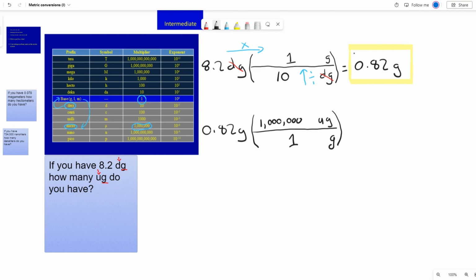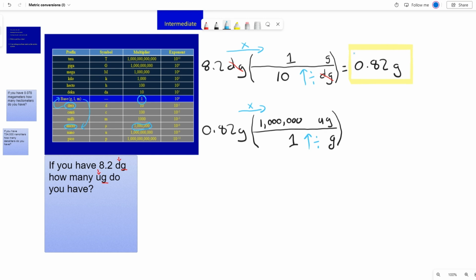So if we want to convert from 0.82 grams to micrograms, we first need to multiply across. So we'll take 0.82 multiplied by a million, and then we'll divide our answer by 1, which will give us whatever our answer was when we multiplied them.